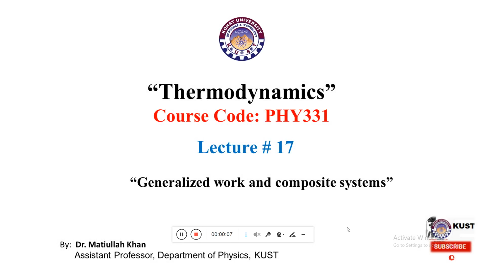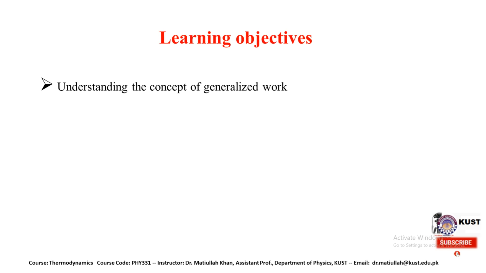In the course of thermodynamics, having the course code PHY331, we will discuss something about generalized work and composite systems. We need to understand the concept of generalized work, as we have developed the work for different configurations for different systems, 1-dimensional, 2-dimensional and 3-dimensional, and developed the equation of state for each of those particular systems. So we need to generalize the idea.